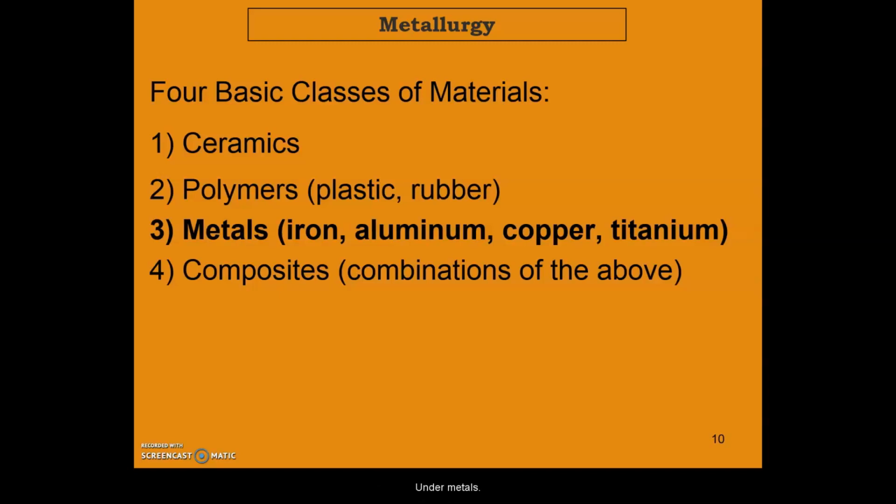Metals. Under metals, ferrous metals and alloys, which are irons, carbon steels, alloy steels, stainless steels, tool and die steels. Remember, ferrous comes from the Latin ferrum, meaning iron. Ferrous metals contain iron. Non-ferrous metals do not. The non-ferrous metals and alloys are aluminum, copper, magnesium, nickel, titanium, precious metals, refractory metals, and superalloys.